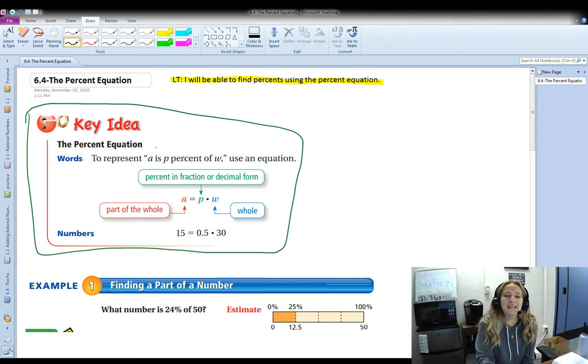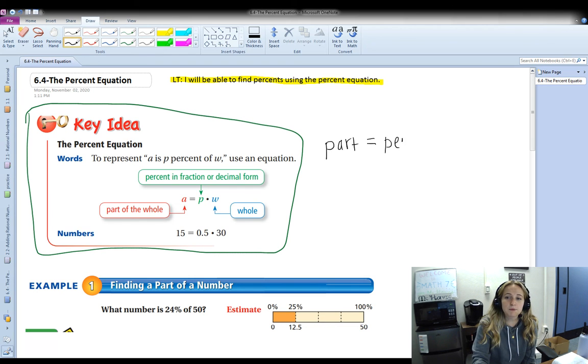Okay, so the percent equation. To represent "A is P percent of W," use an equation. This is similar to the proportion, except we're setting it up as an equation. A is going to be the part, and that's going to be on the left side of the equation.